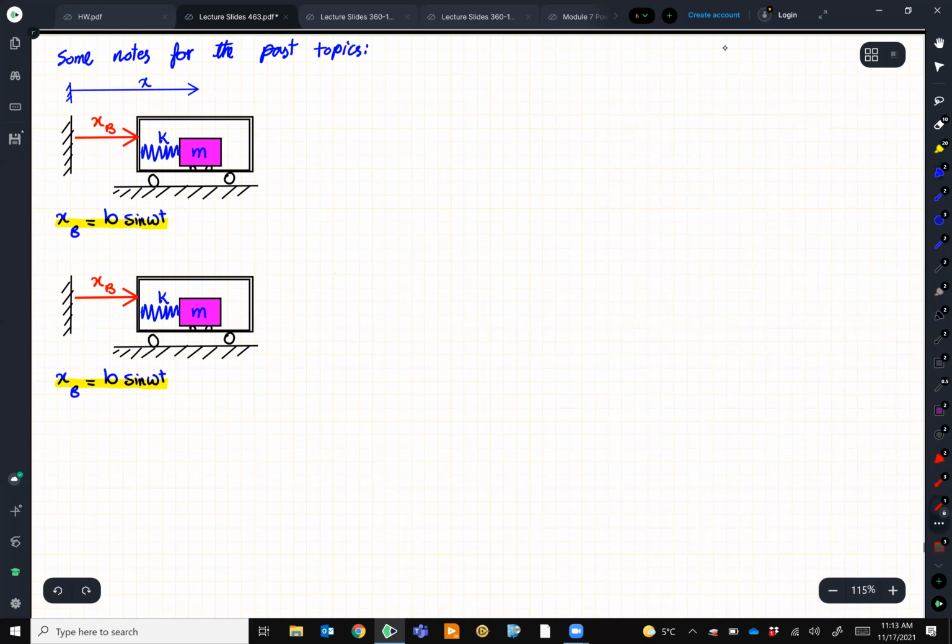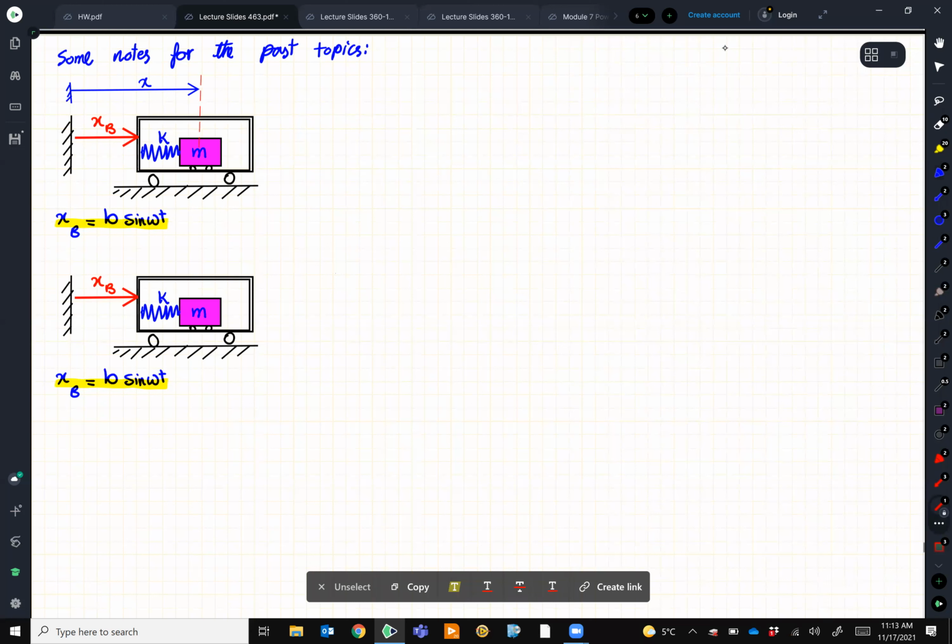Okay, and just give me a moment here. So that's method number one. We select our coordinate x to be the absolute coordinate. Somebody is outside, or a camera outside, watching and looking at this mass and measuring its distance. Okay? It doesn't care where the cart moves. It just looks at mass m and measures its absolute motion.